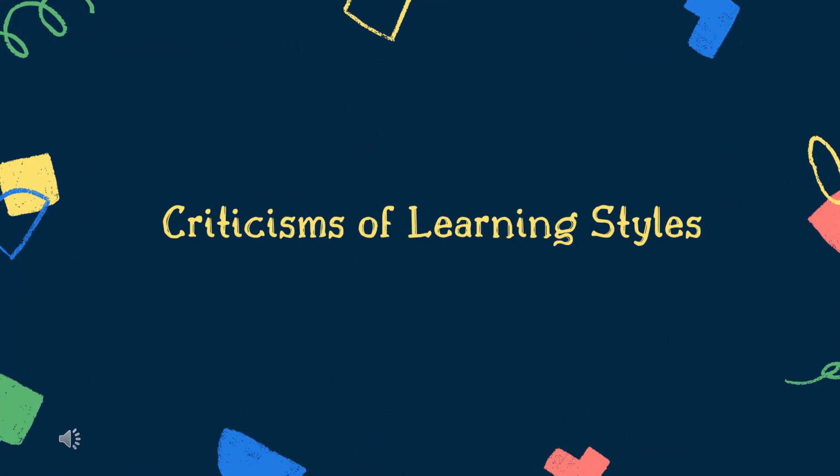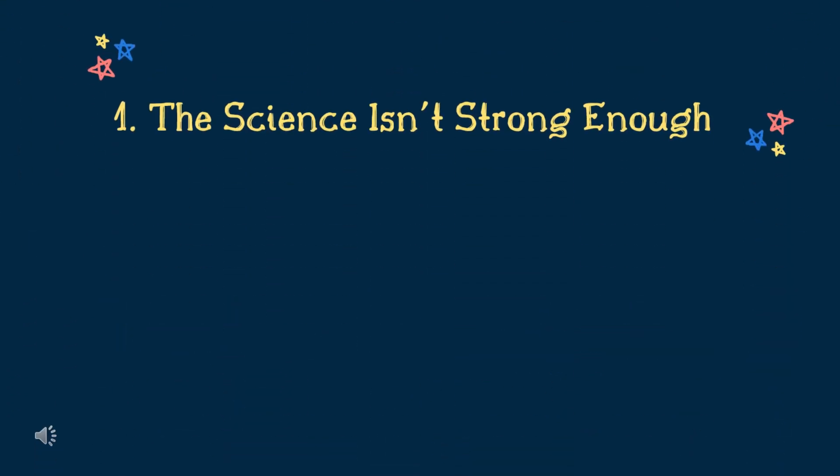Now let's move on to the criticisms of learning styles. This and other theories about learning styles have become extremely popular and widespread. However, a growing body of research has challenged many of their claims. Let's try to look at the four key criticisms that have been leveled against them. So for the first criticism, it says, the science is not strong enough.